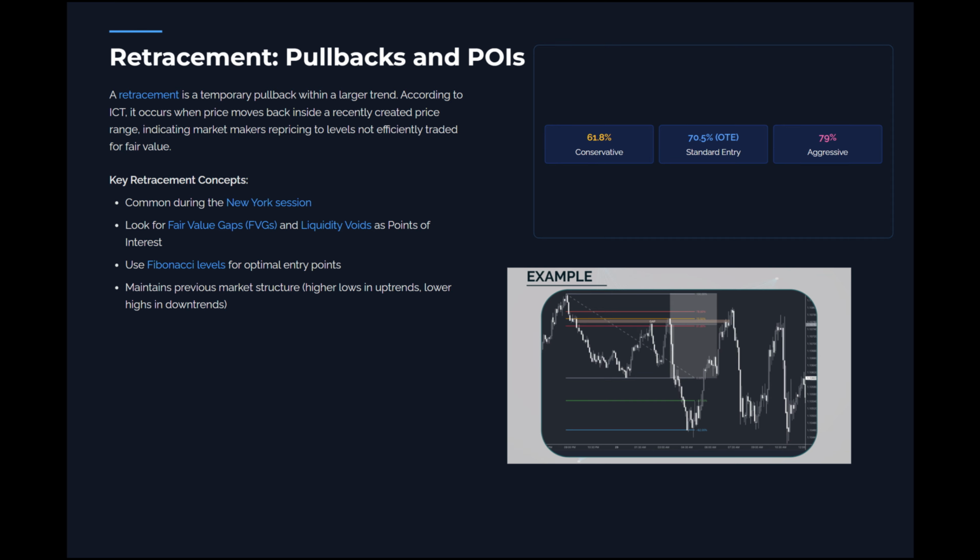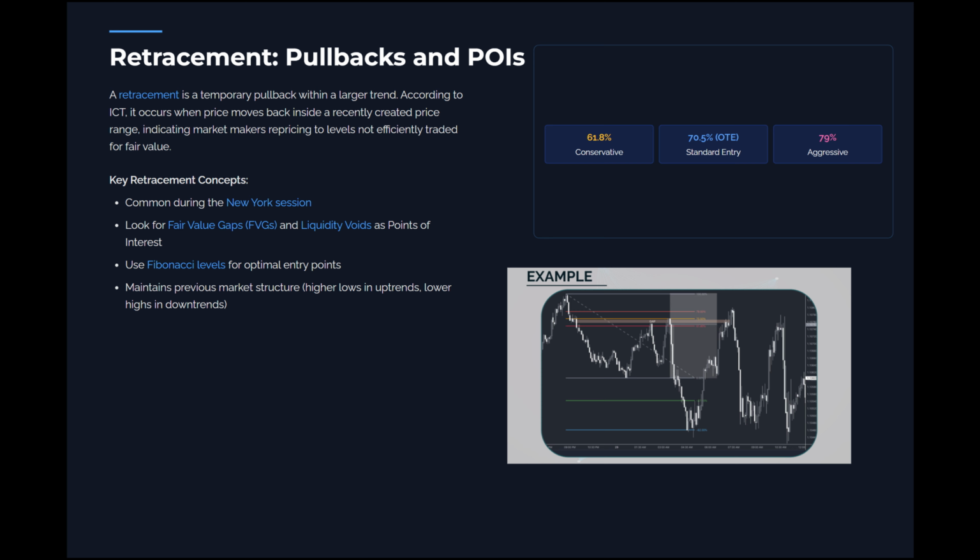We also use Fibonacci levels to identify potential retracement levels. The most important ones are 61.8%, 70.5%, which we call the optimal trade entry, and 79%.